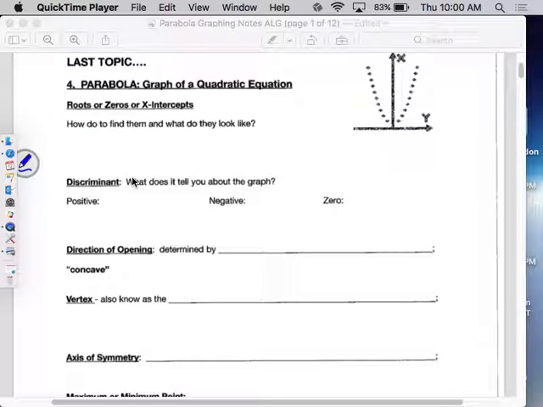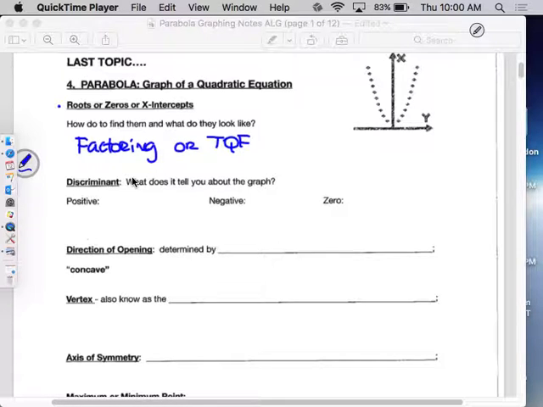Walk through the basics for graphing a parabola, which is the graph of a quadratic equation. Some traits to look at: roots, zeros, x-intercepts, all of these are interchangeable, and you find these by either factoring or the quadratic formula.